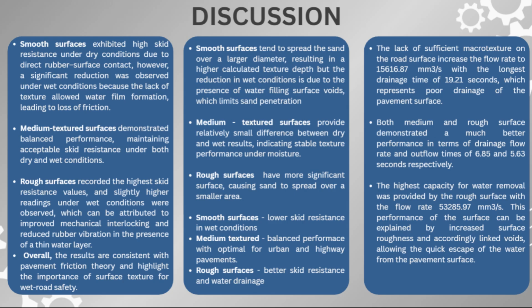For the skid resistance test, smooth surfaces are dangerously slippery when wet, showing a severe drop in friction because water forms a film with nowhere to go. Medium textured surfaces provided the most balanced and reliable performance, maintaining good grip in both dry and wet conditions, making them ideal for most urban and highway applications. Rough surfaces offered the highest overall skid resistance. Interestingly, they sometimes performed slightly better when damp, as the thin water layer reduces rubber vibration and improves mechanical grip.